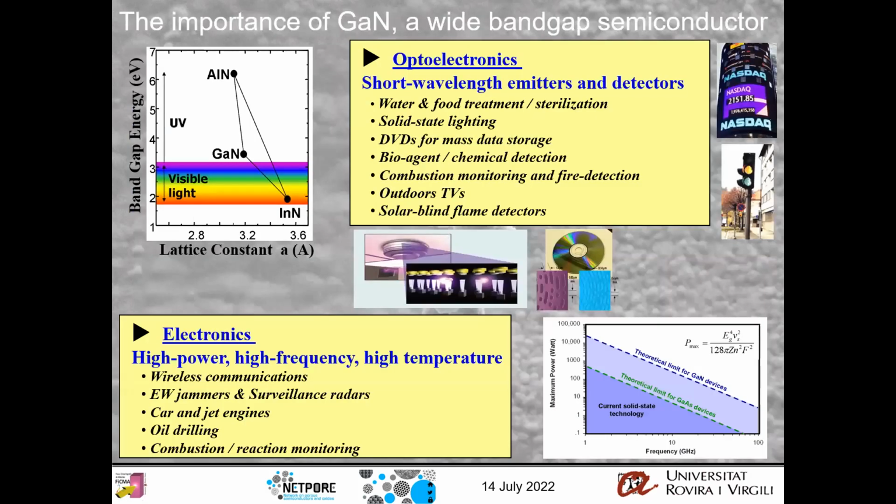Gallium nitride is a wide bandgap semiconductor that is very important, especially for solid state lighting. It's part of the family of III-nitrides, and apart from being used in almost all the white LEDs that we are using nowadays, it also has important applications for high power, high frequency, and high temperature applications, since, as we can see here, the theoretical limit of power that we can use in gallium nitride based devices is much higher than the one that we can use, for instance, in gallium arsenide devices.